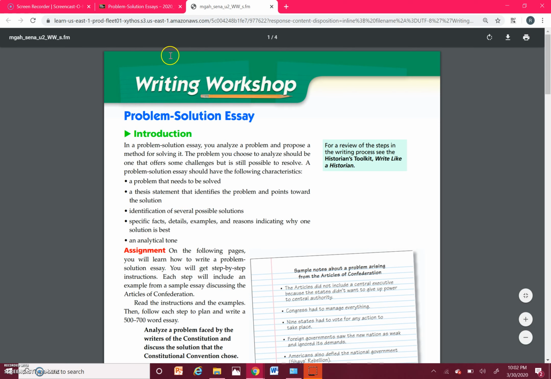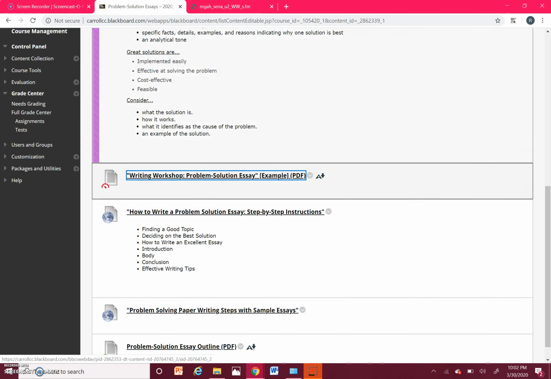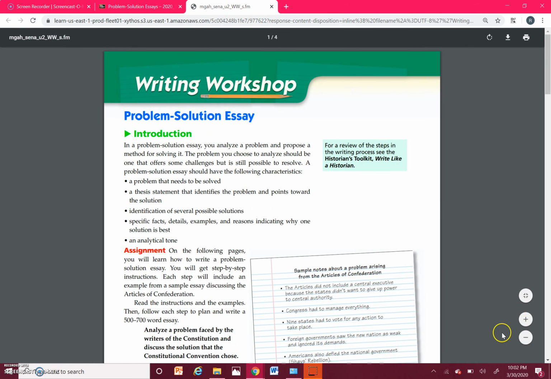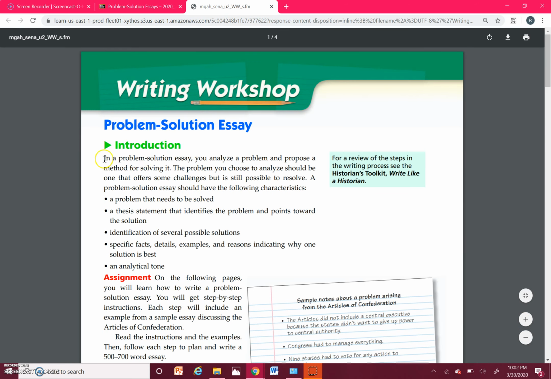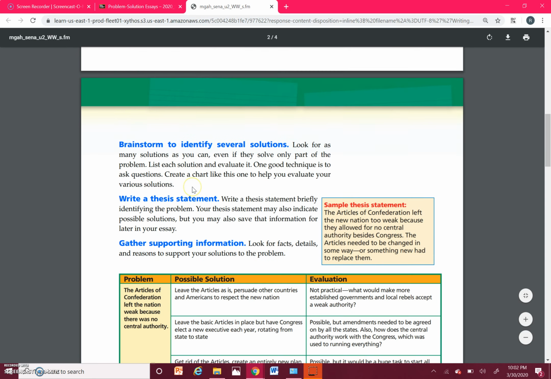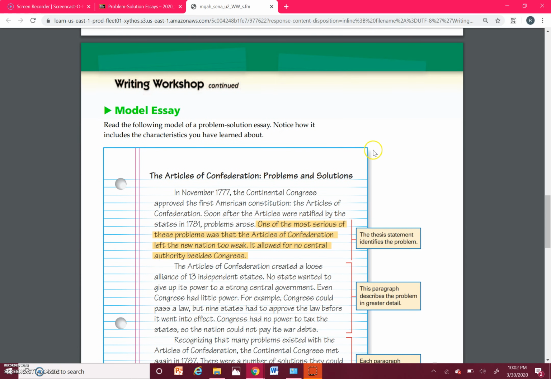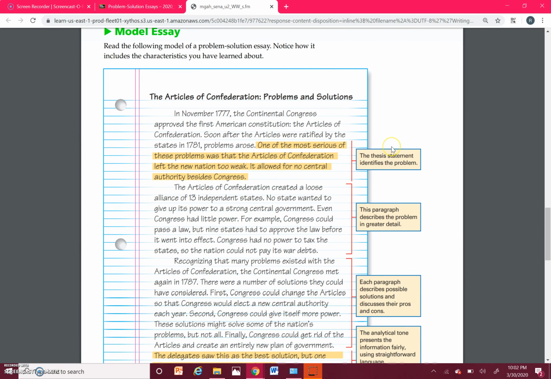Hello everybody, we've already talked in a previous video a bit about problem solution essays in general, but I wanted to get a little bit more specific. Right here we're in the Writing Workshop Problem Solution Essay. This is a PDF sample from a textbook. It gives a little bit of an overview of problem solution essays, and then it gives us an example of a problem solution essay written about the Articles of Confederation.